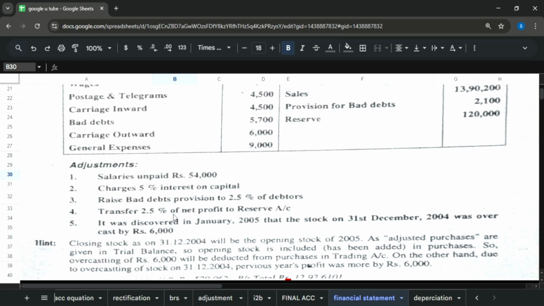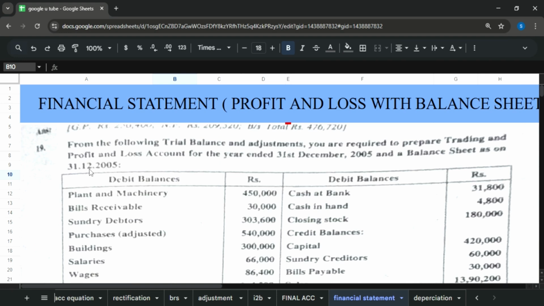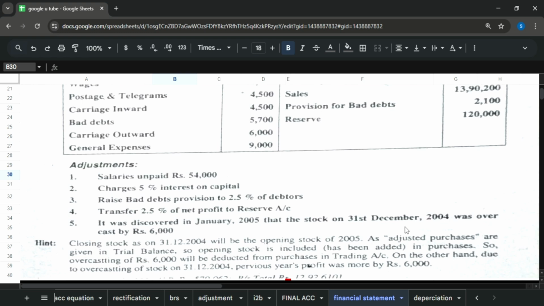And next, it was discovered in January 2005. I'm reading over here that the stock of 31st December 2004. Please note down which year we are dealing with: 31st December 2005, while here it is mentioned 31st December 2004. It means it's the previous year.